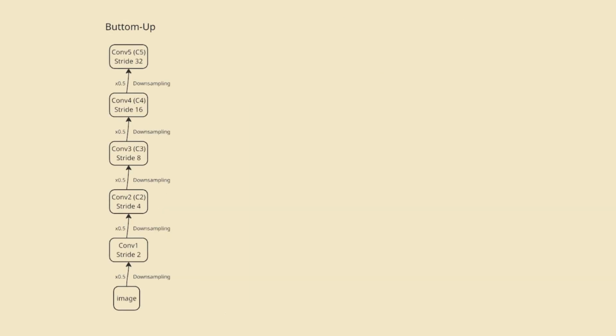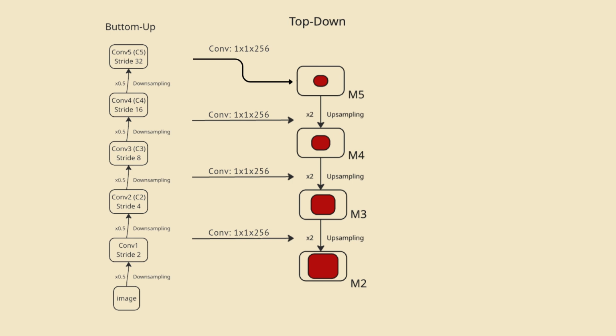FPN achieves this through three key pathways. The bottom-up pathway. This is just the normal way a conv-net processes an image. As the image goes through the network, it creates a series of feature maps, basically, different versions of the image that highlight certain features. Each step makes the map smaller but adds more understanding of what's in the picture. These are our starting points.